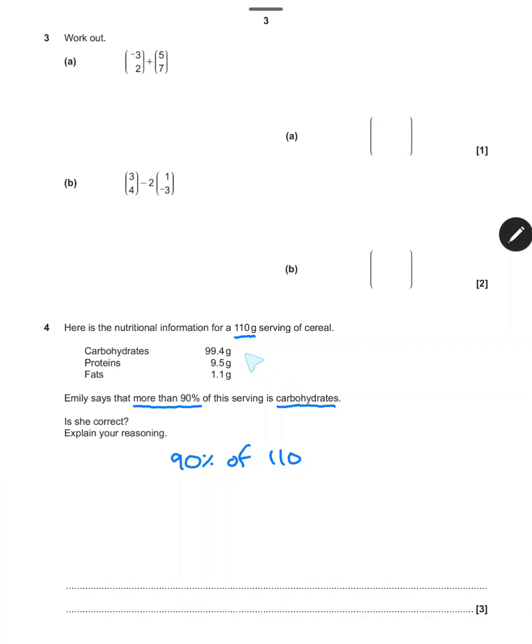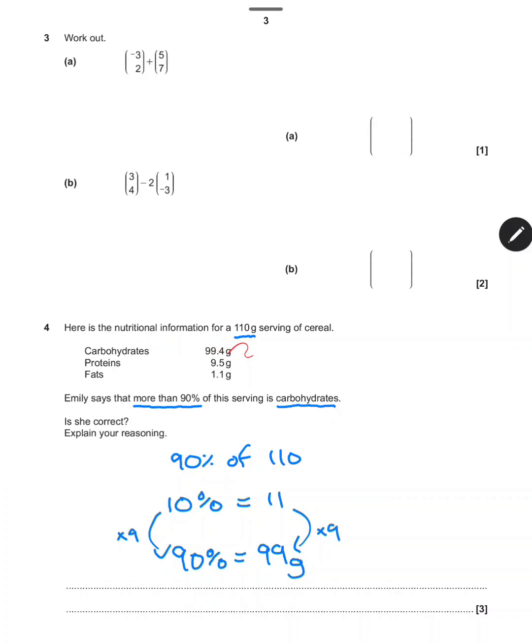And we'll see if it matches this figure here. Well, 10% is going to be 110 divided by 10, which is 11. And then if I want 90%, I'm going to times 9. Times 9, you'd get 90%. And 11 times 9 is 99. So 90% is 99 grams.